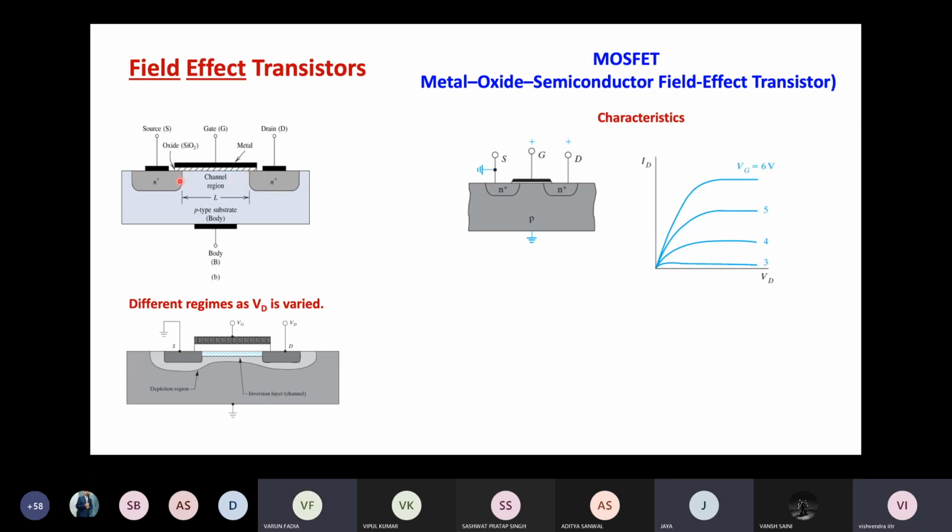Sir, so what is the advantage of using only this metal oxide? We can use anything like plastic even. So any insulator will work.